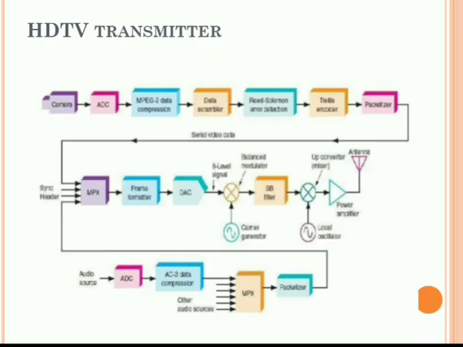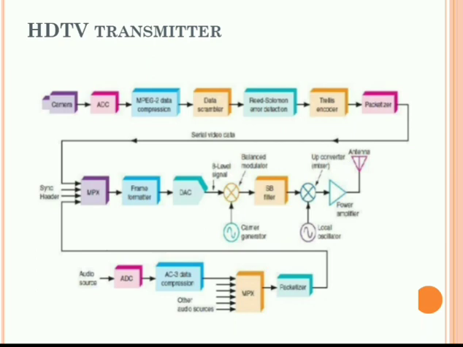Here at the multiplexer we have used the video signal as well as the audio signal. In the video signal we are doing A to D conversion, and we do the same in the audio signal also. After that we use a data compression technique. For video we use MPEG-2 data compression. For audio we use the AC-3 data compression technique. After that it is multiplexed and packetized.